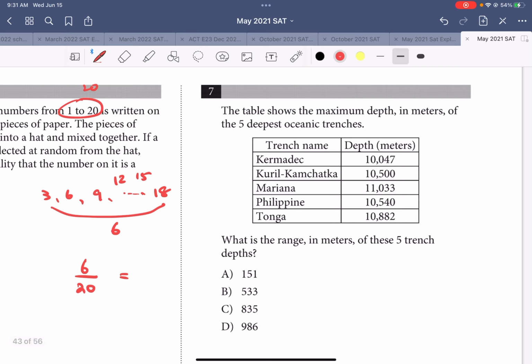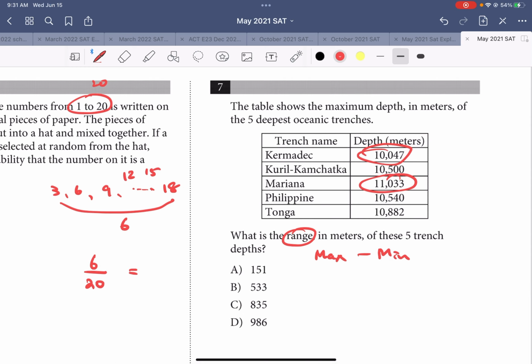Number 7, the table shows the maximum depth in meters of the 5 deepest ocean trenches. What is the range? Range always means max minus minimum. If you look closely at the table, this is the max, and the minimum is this. So when you subtract 11,033 meters minus 10,047 meters and compute this, you get 986 meters. Okay, so max minus minimum is the range.